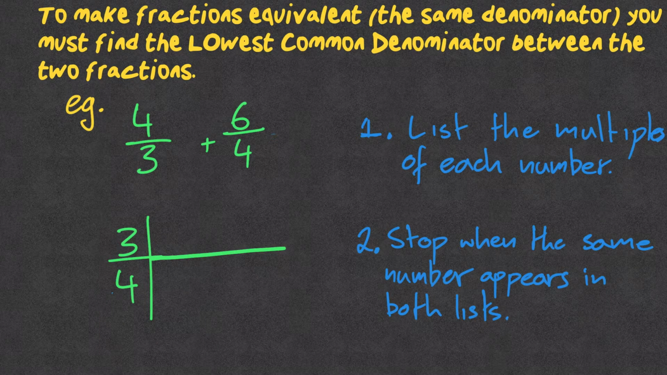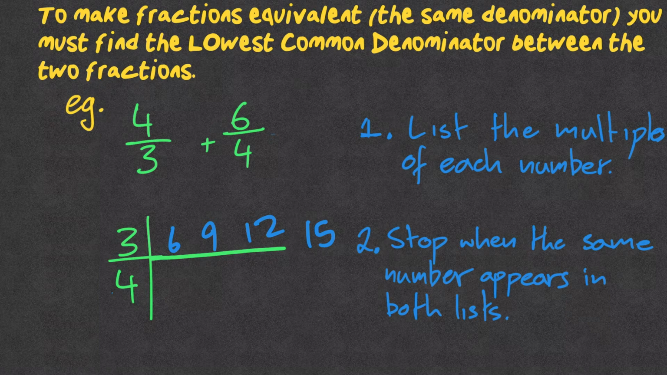So let's list our multiples of 3. Everyone do that in your books now. You don't need to write 3 again because it's already there. 6, 9, 12, and 15 as well. A lot of people will start listing multiples of 3 and they'll get to like 36, and they'll just kind of get a bit carried away. But they've wasted a lot of time because there's actually a common multiple between 3 and 4 well before that.